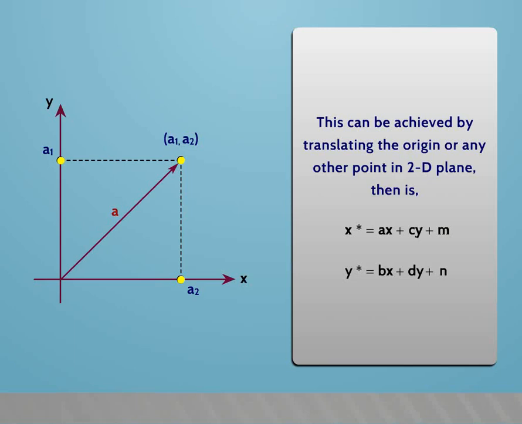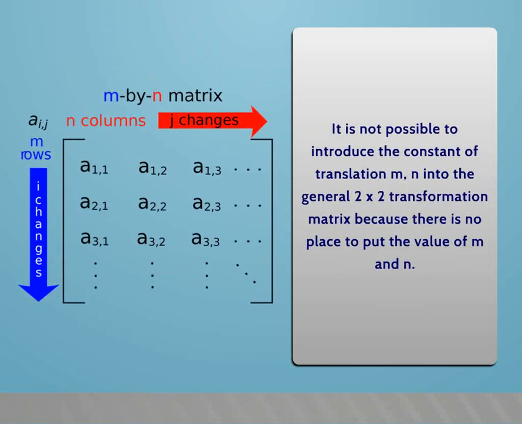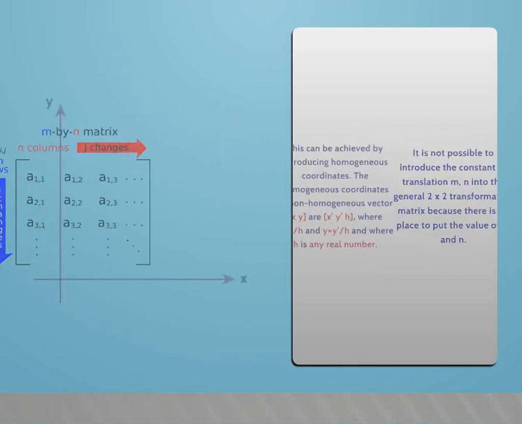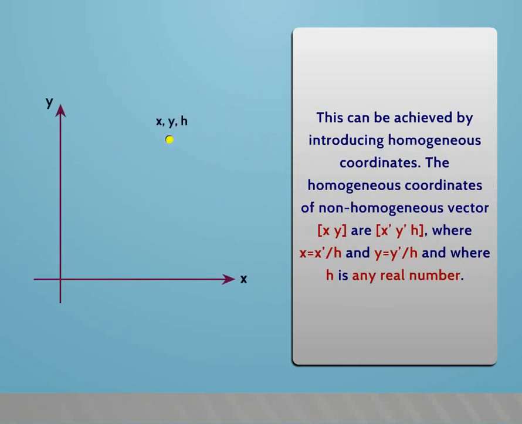Then x asterisk is equal to ax plus cy plus m, y asterisk is equal to bx plus dy plus n. It is not possible to introduce the constants of translation m, n into the general 2 cross 2 transformation matrix because there is no place to put the values of m and n. This can be achieved by introducing homogeneous coordinates.